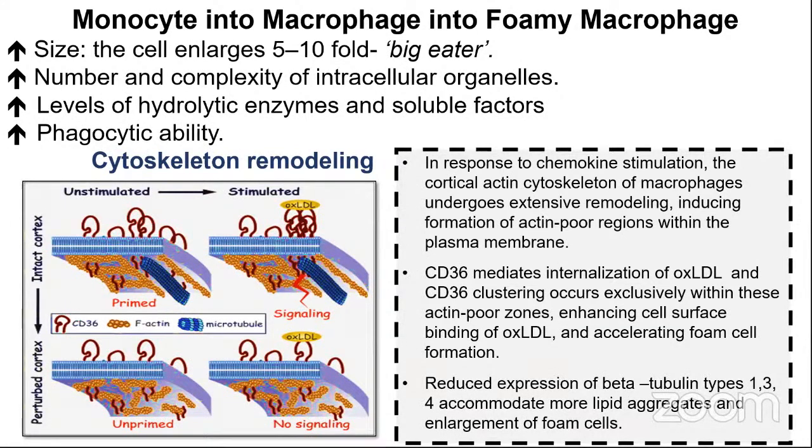We see that in response to the chemokine stimulation that the inflammatory setting affords, the actin cytoskeleton of macrophages undergoes extensive remodeling. And together with CD36, which is also part of the scavenger receptor that mediates internalization of the low-density lipids, the clustering of these receptors occurs within the actin-poor zones, enhancing the cell surface binding of low-density lipids, which then accelerates the foam cell formation. And together with a reduced expression of beta tubulin, the cell can accommodate more lipid and the foam cell or the foamy macrophage enlarges. So not only is it a big eater, but it also now becomes large in size because of the cytoskeletal remodeling that we see associated with the foamy macrophage.